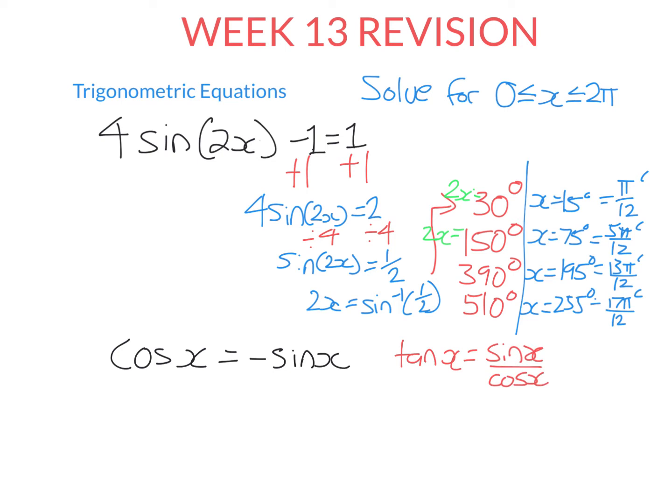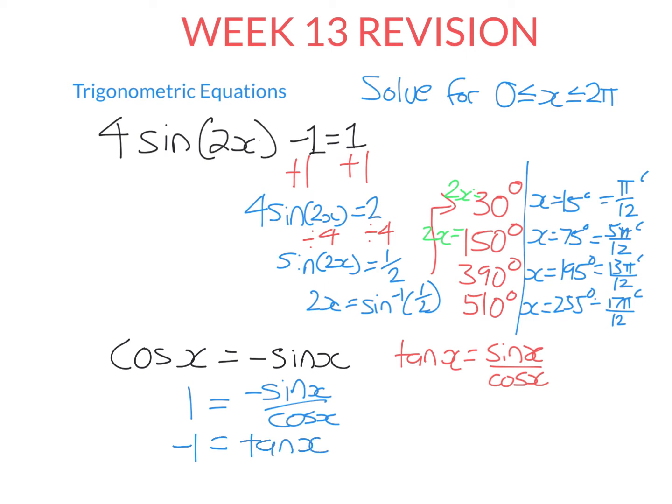What I can do is divide each side of the equation by cos x. So cos x divided by itself is just 1. And then on the other side, I get minus sine x over cos x. Of course, since tan x is sine x over cos x, this will just be minus tan x. So I get 1 equals minus tan x, or minus 1 equals tan x.